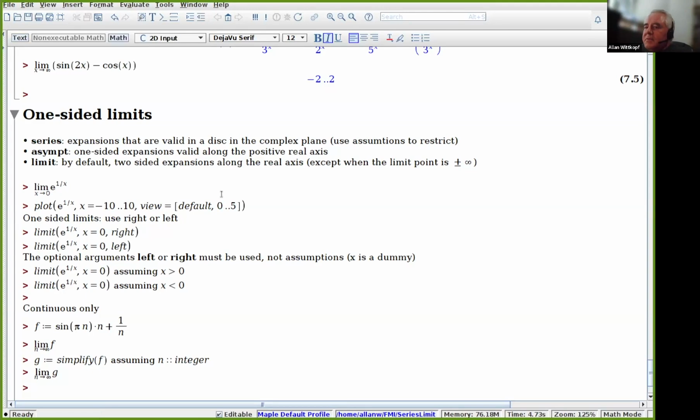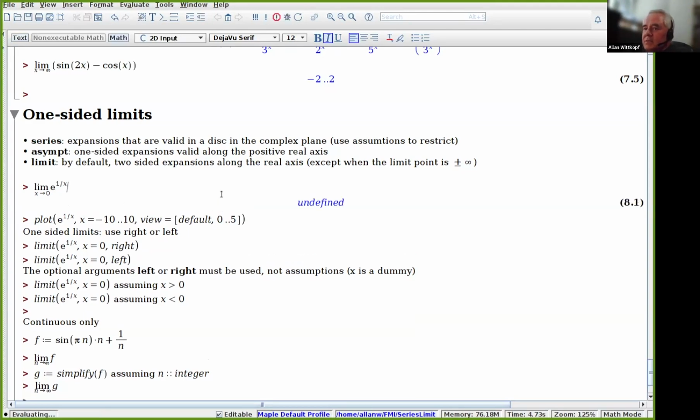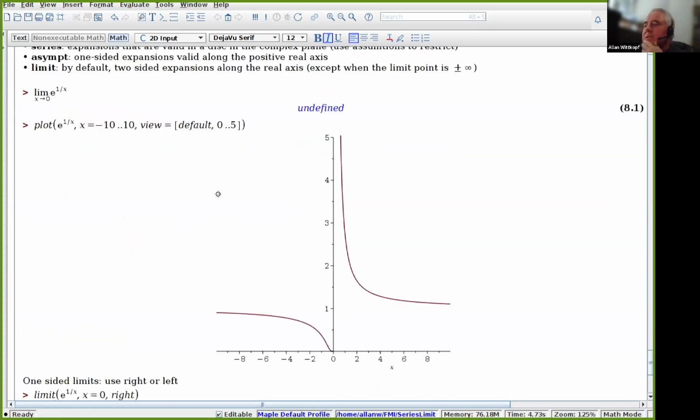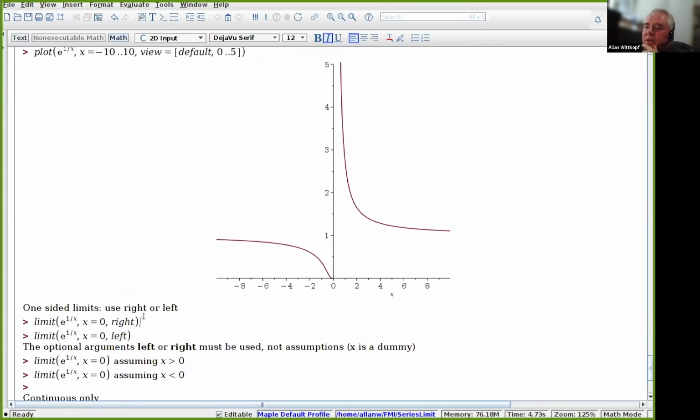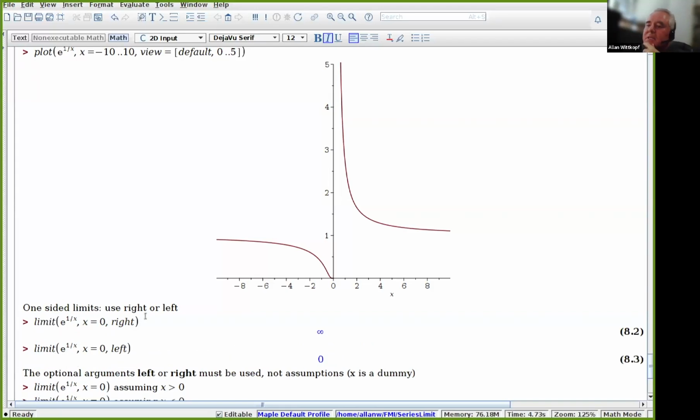So if we ask for the limit of this function, e to the 1 over x, as x goes to 0, it returns undefined. And we can see why if we look at the plot. We can see if we were approaching 0 from the left, this function is going towards 0. And if we're approaching it from the right, it goes up towards infinity. So this is where you use the additional arguments right and left to give a single-sided limit result.